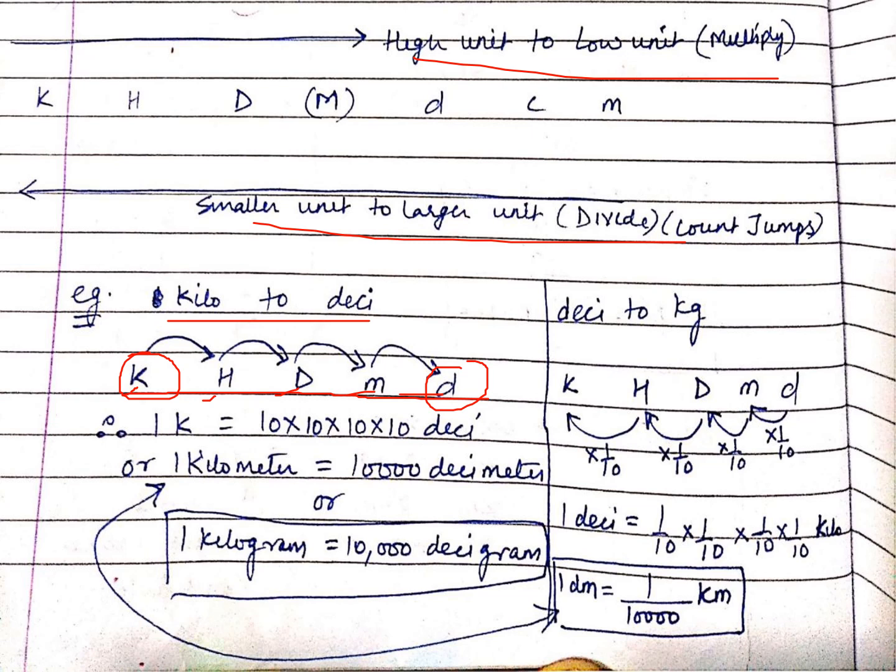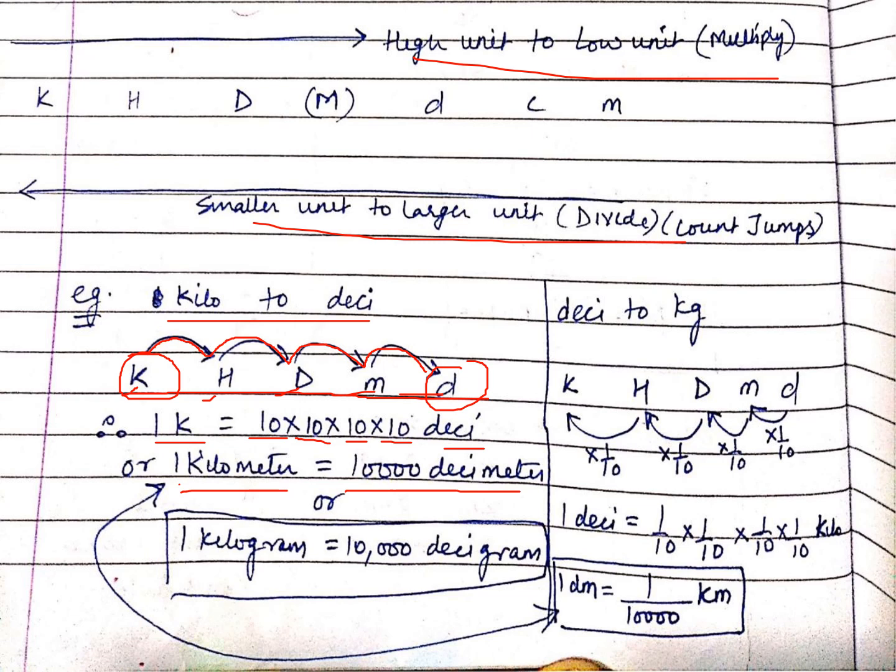And now let's see what is the formula. It's very easy. Just see how many jumps are there. 1 jump, 2 jump, 3 jump, 4 jump. So we multiply 10 how many times? 4 times. So we can say 1 kilo is equal to 10 into 10 into 10 into 10 deci. So we can say there are 10,000 decimeters in 1 kilometer. See how easy it is?